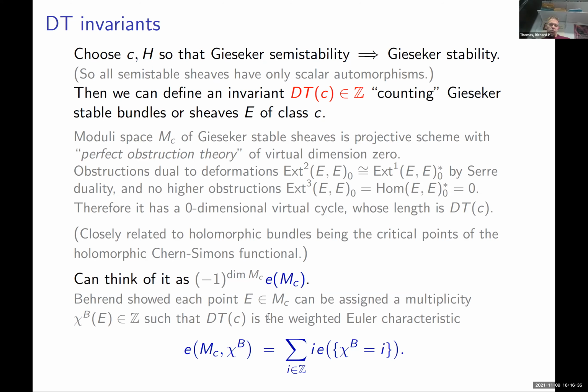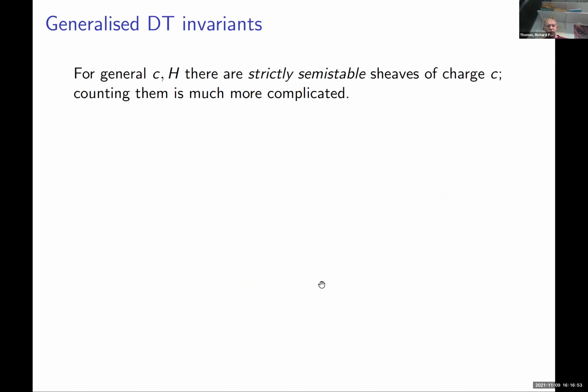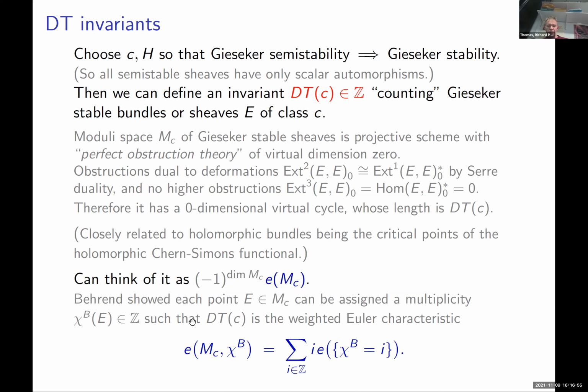All right, so you're not meant to absorb all that. You're meant to think throughout this lecture that the DT invariant is the topological Euler characteristic of the moduli space. It isn't quite, because that wouldn't be deformation invariant, but there's a way of mucking with that naive definition to make it deformation invariant. But for the purpose of this talk, it'd be better to just think of it as the Euler characteristic of the moduli space. Are there any questions about that?